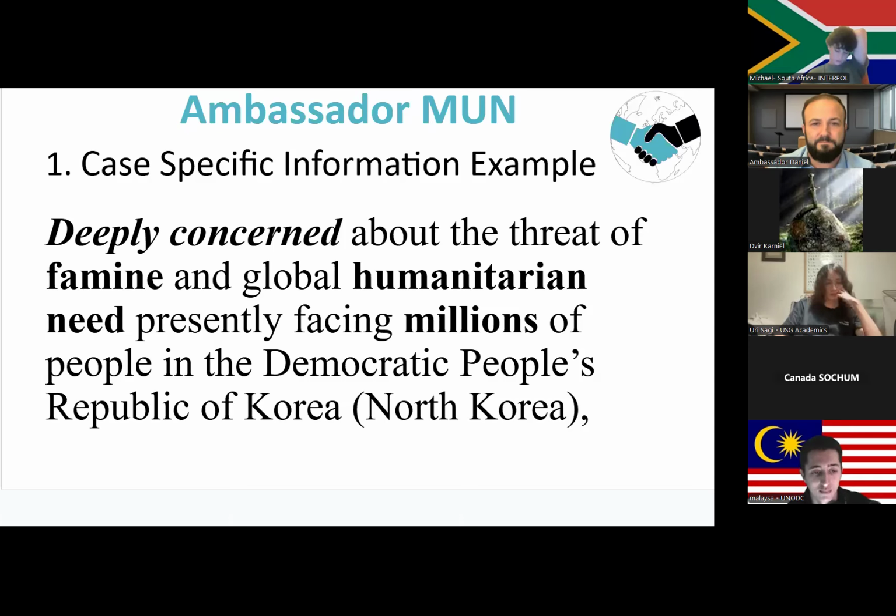Deeply concerned about the threat of famine and global humanitarian need presently facing millions of people in the Democratic People's Republic of Korea and North Korea.